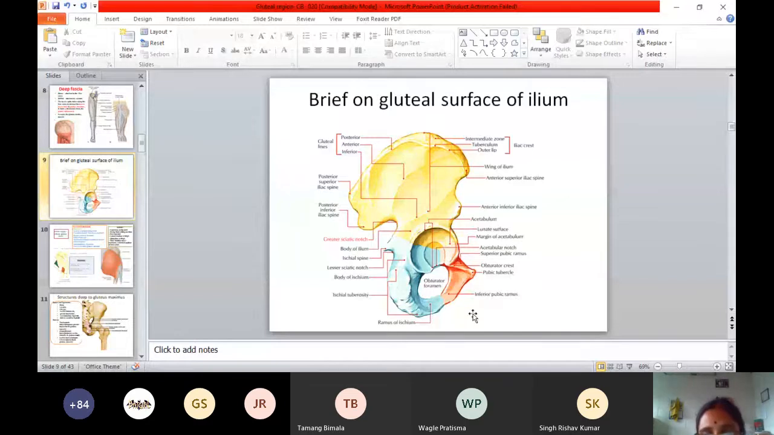Are you confident with the bone? Yes, ma'am. Okay, now I will go into the detail of the structures in the gluteal region.